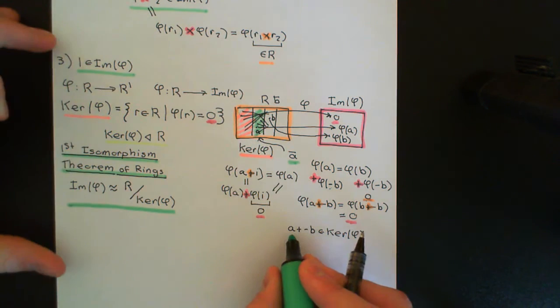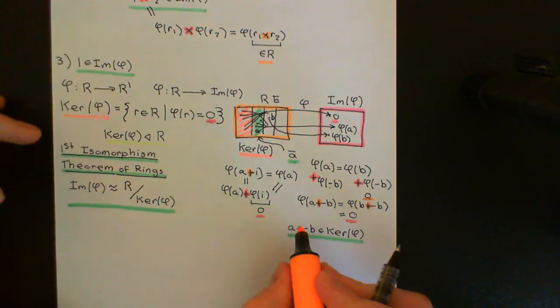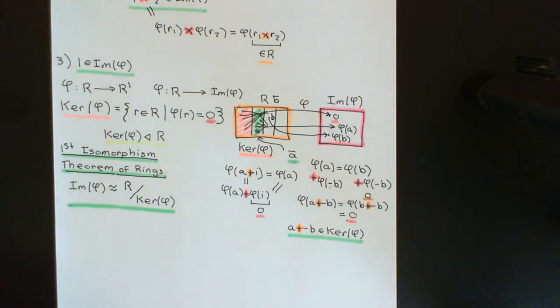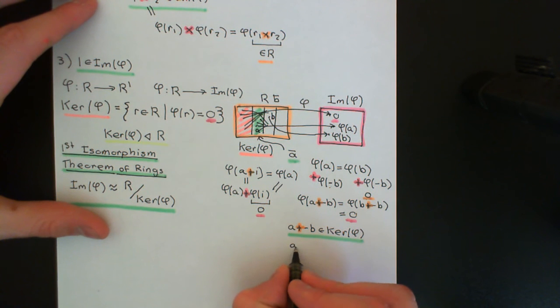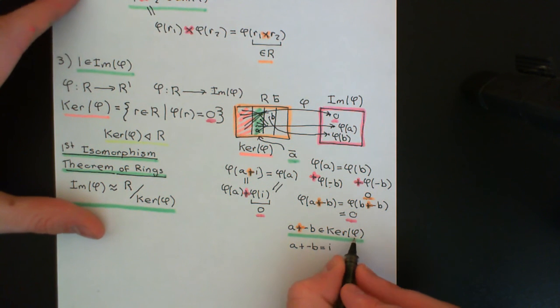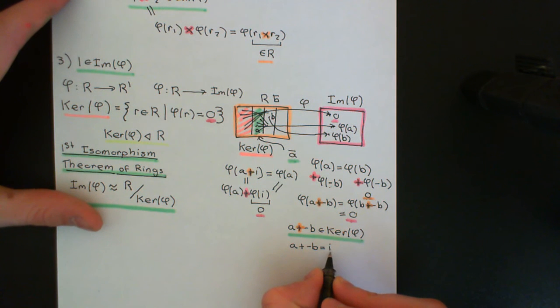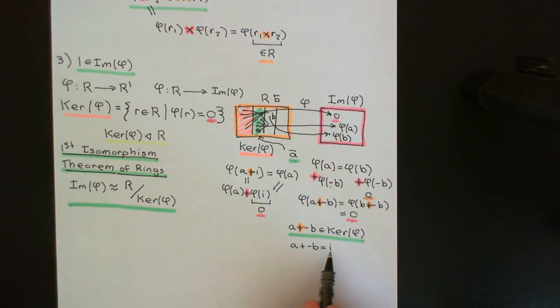Okay, so I can conclude that A plus negative B is an element of the kernel of the homomorphism, where this addition here is done in the domain ring. Okay, now, it's going to be some element of the ideal, so if it's in the kernel of the homomorphism, it is equal to some element of this ideal, and I'll just denote that element little i here. Okay, perfectly valid to do that.